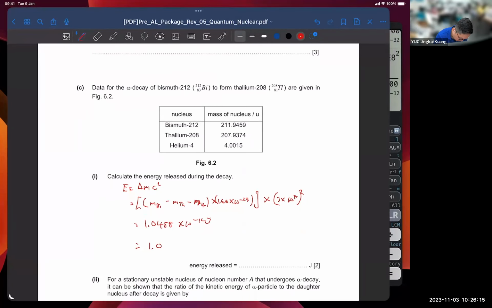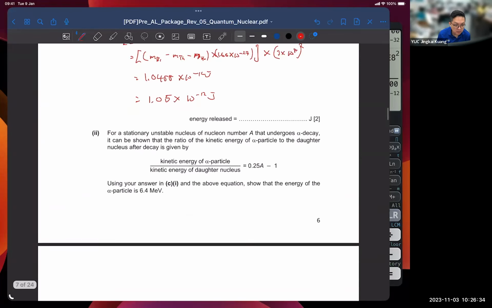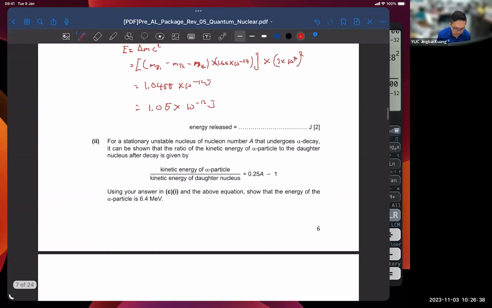1.04, 1.05 will do actually. If you cancel 1 to 4 SF in this case, I think this is okay. So this is what you have. Then they gave you this reaction. I believe we have done this question before, so we're just going to go faster.